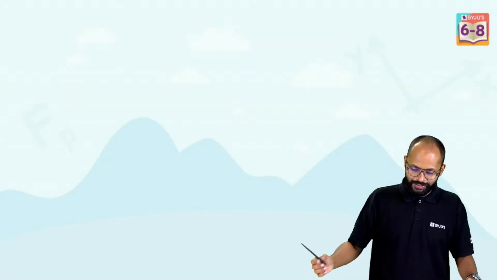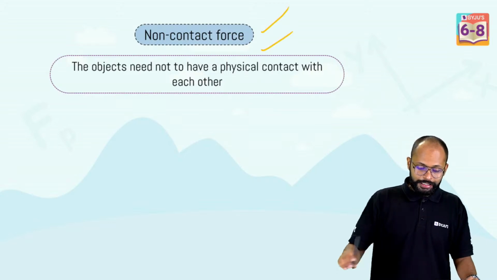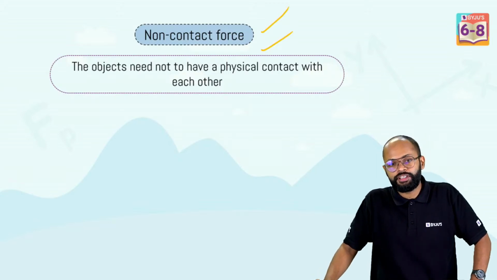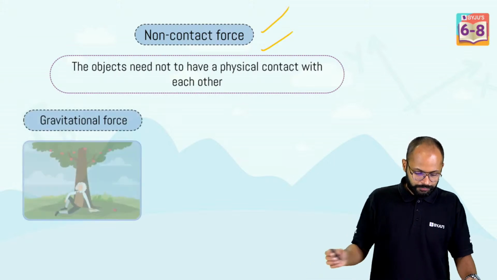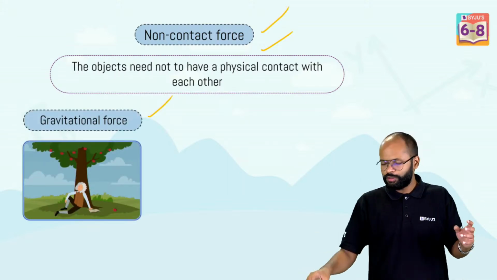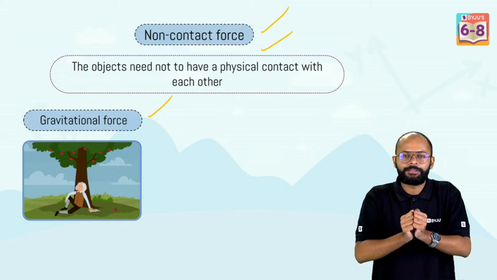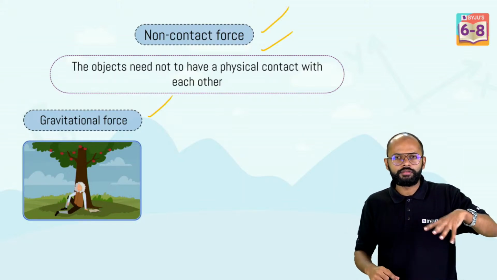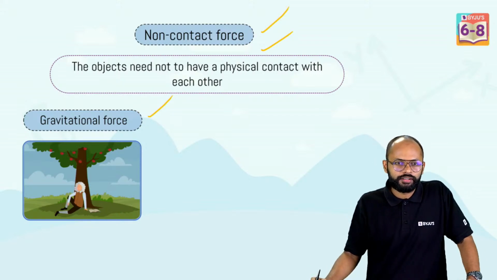So, in non-contact force, the objects need not have physical contact with each other. This we have understood. So in gravitational force, no one went and grabbed the apple. It fell by itself, because of gravity. Simple, right?